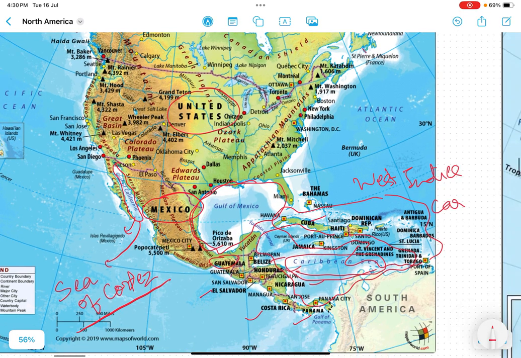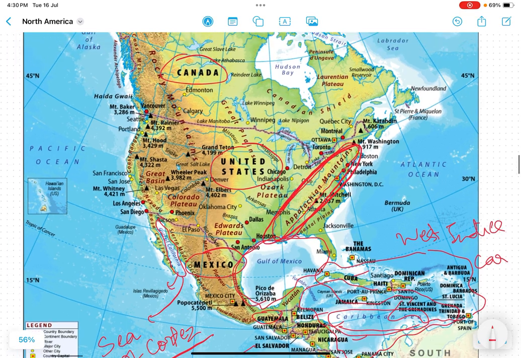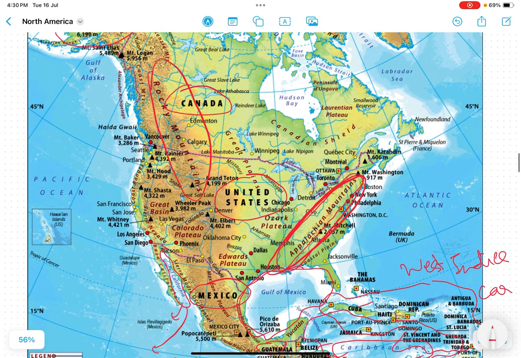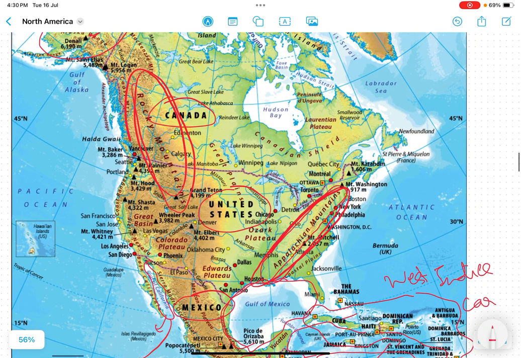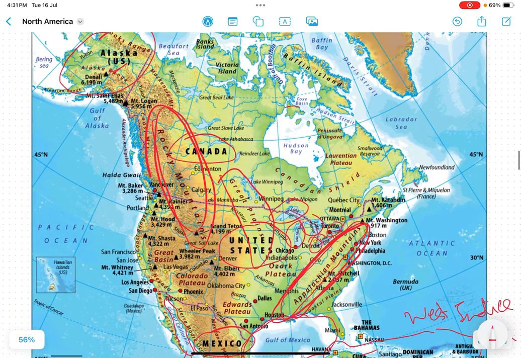Then we have a lot of other things to see. These are the Appalachian Mountains right here. Then we have the famous Rocky Mountains right here. We have the Great Plains, the American Great Plains. Then we have Lake Superior, Lake Huron, Lake Erie, Lake Ontario. We will study about these lakes later. Then we have Hudson Bay here.